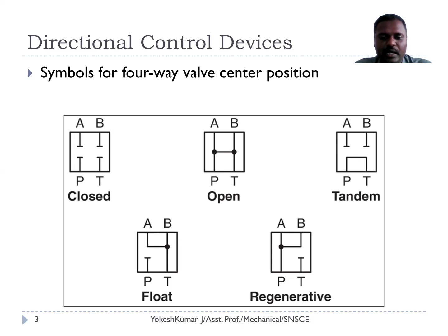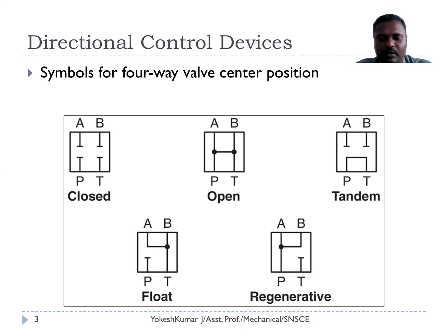Then the other configuration is the floating type of valve. In this valve, the pump port is blocked and ports A and B are connected to the tank. So the oil from the actuator, both sides, piston side and rod side, will be completely drained to the tank with the floating center. The name itself indicates float. All the oil is completely drained to the tank. On the other hand, the pump port is completely blocked.